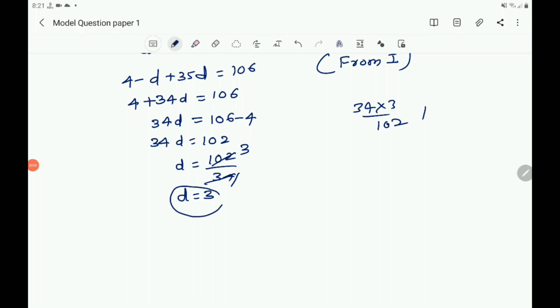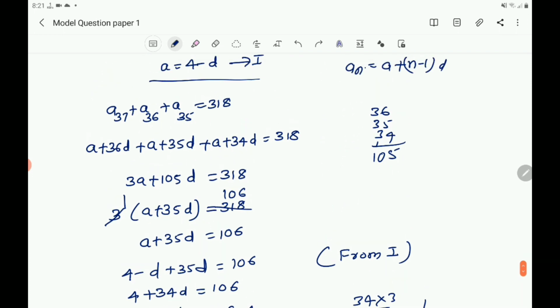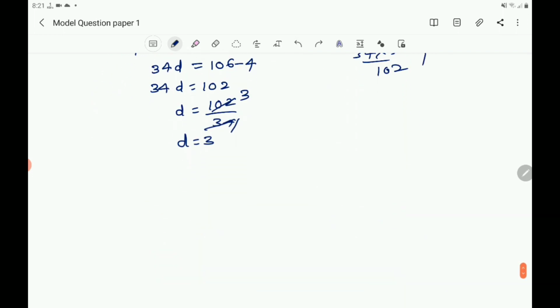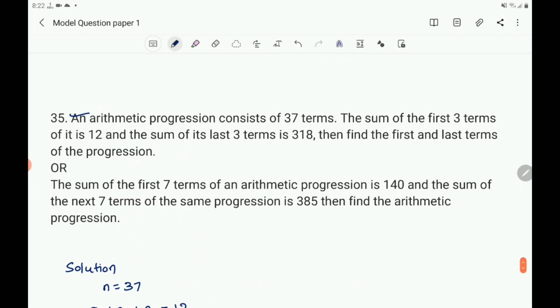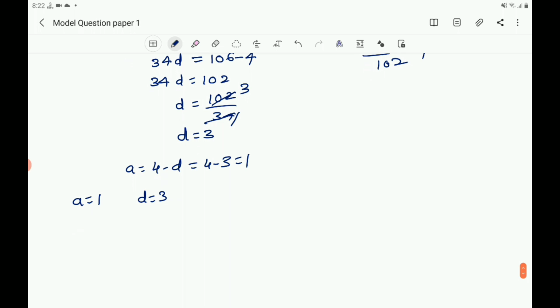Now you substitute the value of D in the first relation. What is that first? That is A equals 4 minus D, right? A equals 4 minus D, that equals 4 minus 3 equals 1. You got A equals 1 and D equals 3. Here what you have to find out? The first term and last term. First term you got and the last term is A37. You take A-N, A37 equals question mark.